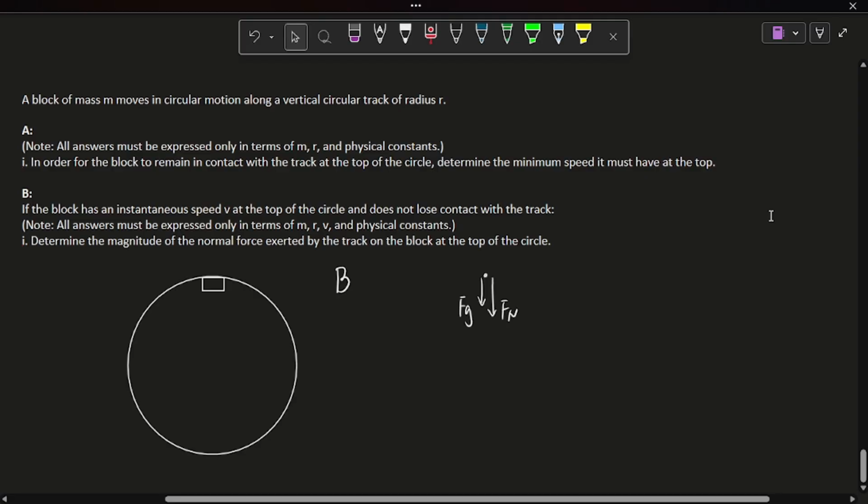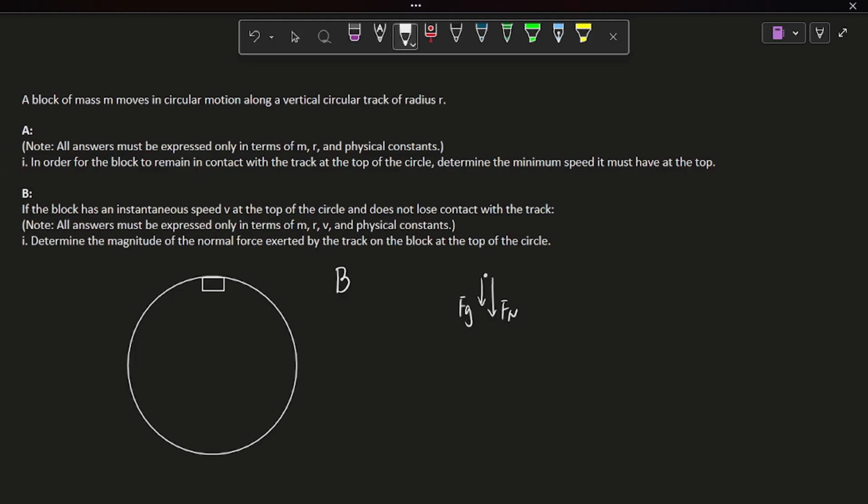Alright, now part B. If the block has an instantaneous speed v at the top of the circle and does not lose contact with the track, determine the magnitude of the normal force exerted by the track on the block at the top of the circle. It's still at the top of the circle, right? So we can keep the free body diagram we drew from the previous part.